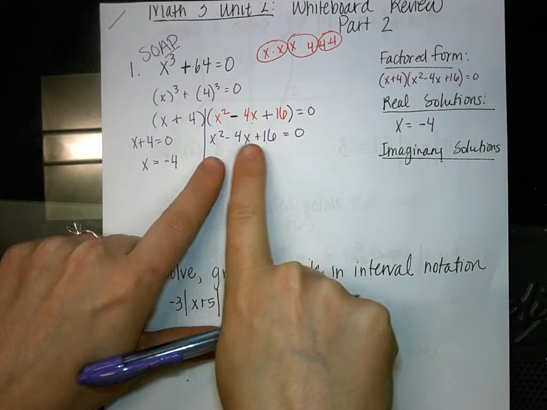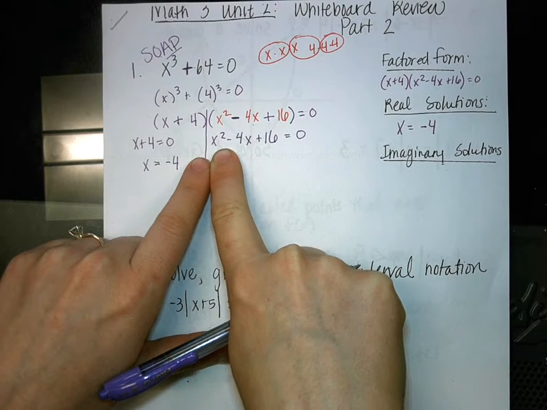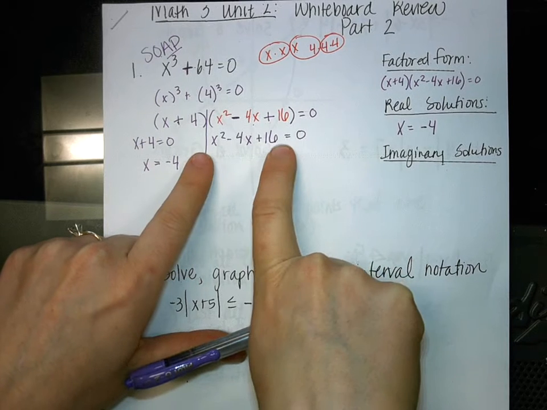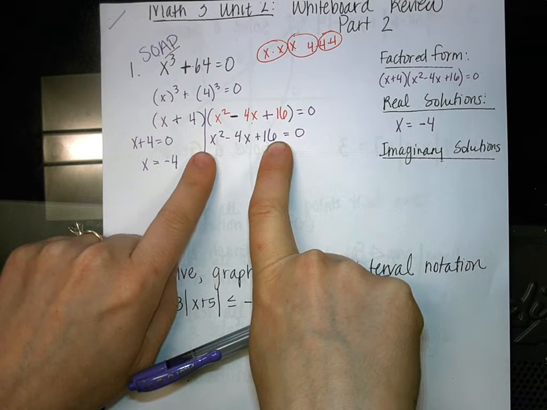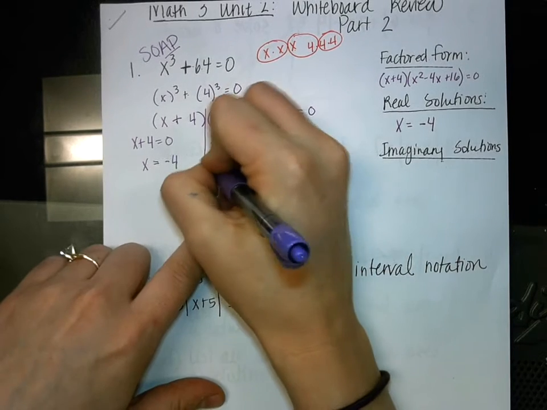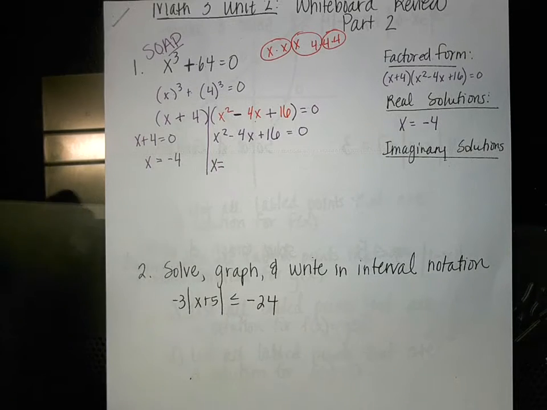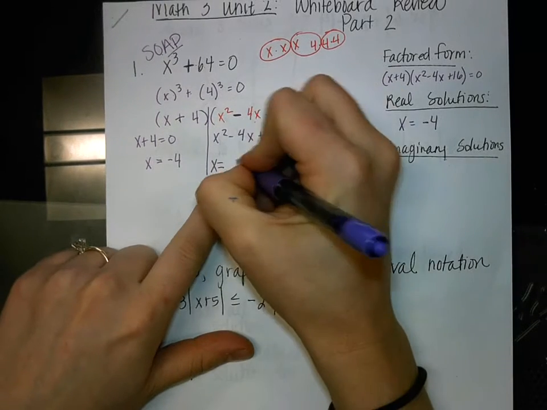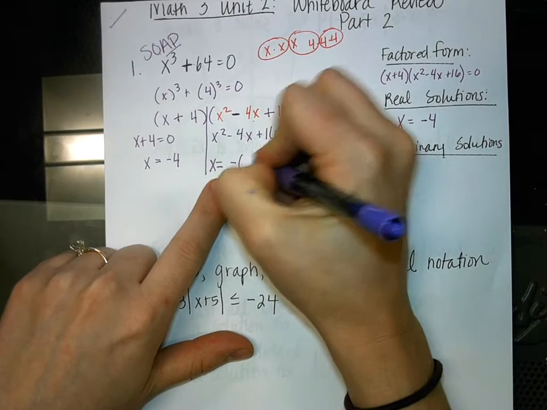Over here, if I multiply 16 times x squared, I get 16x squared. And that means my numbers that I factor to need to multiply to 16 and add to negative 4. Well, no numbers multiply to 16 and add to negative 4 that are real, so I'm going to use the quadratic formula in order to determine my imaginary solutions.